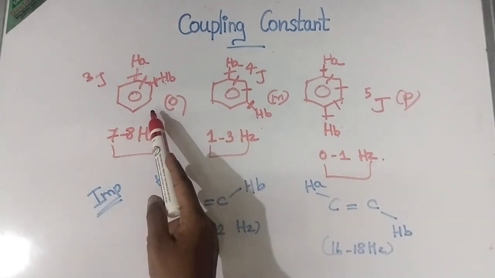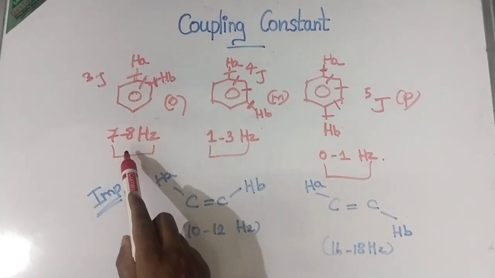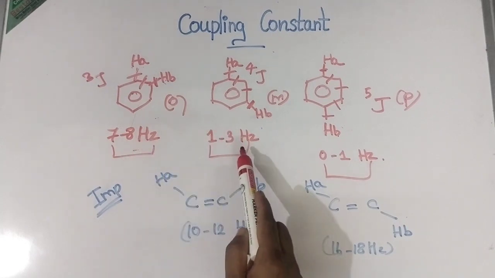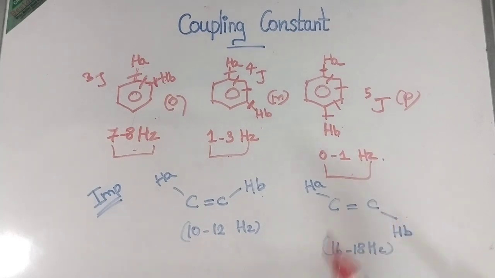But in this case, this is present in the ortho position, it can couple easily. As a result, the coupling constant value is greater for this, 7 to 8 hertz. Here it is 1 to 3 hertz, and here in this case it is only 0 to 1 hertz. So, if you can't keep this in your mind, no problem. No need to memorize these coupling constant values, J values and all.